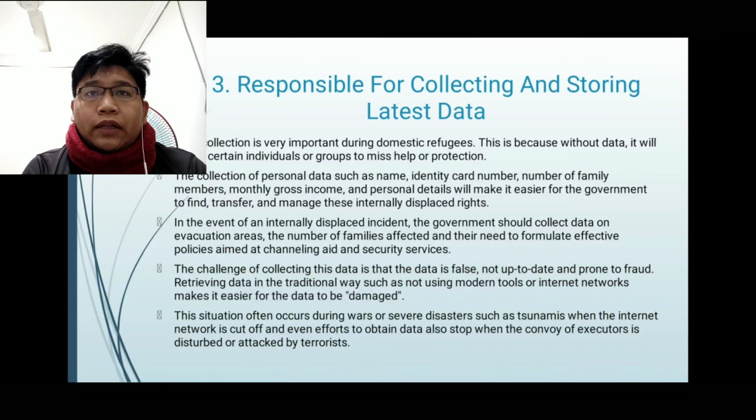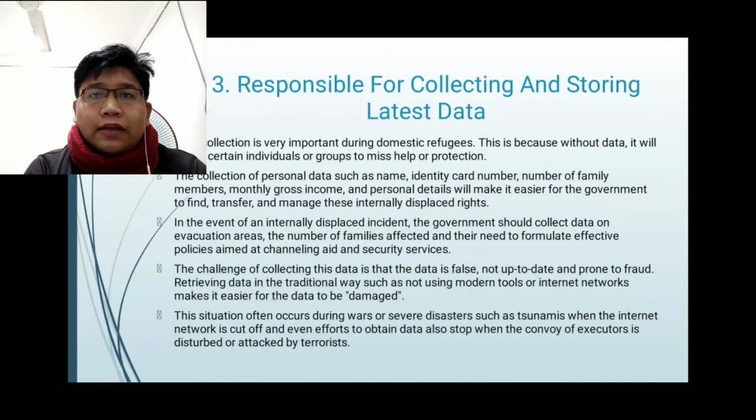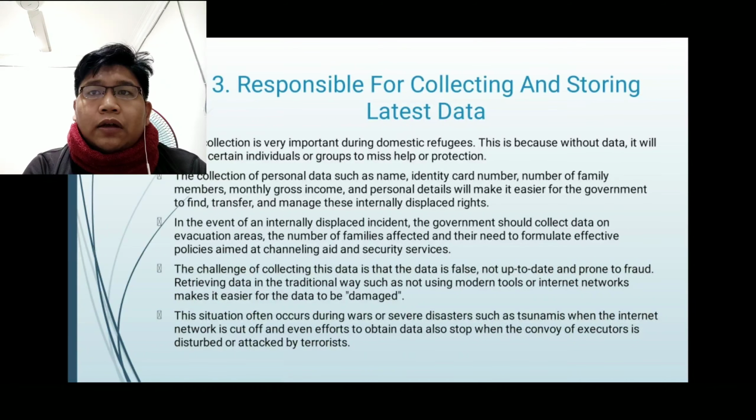This is because without data, certain individuals or groups may be left without protection. The collection of personal data such as name, identity card number, number of family members, monthly gross income, and personal details will make it easier for the government to find, transfer, and manage internally displaced persons. In the event of an internally displaced incident, the government should collect data on evacuation areas, the number of families affected and their needs to formulate effective policies aimed at channeling aid and security service.